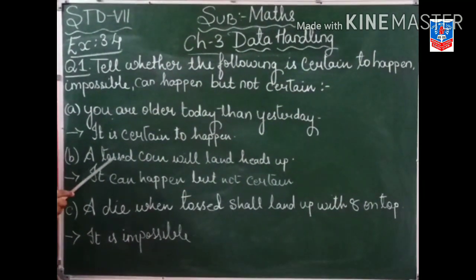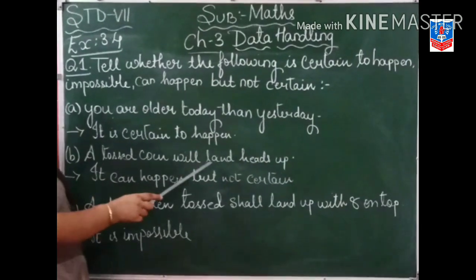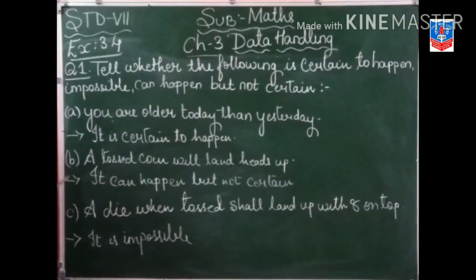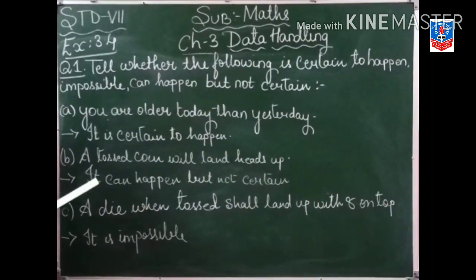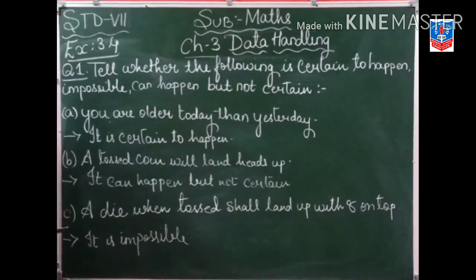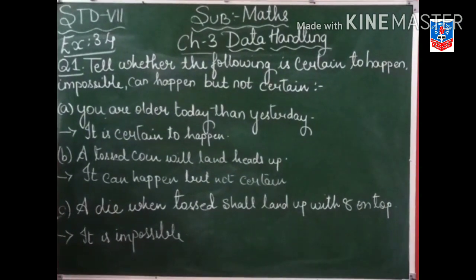Question number 2. A tossed coin will land head up. What is it? It can happen but not certain. It can be head, it can be tail. Okay. Next is C.